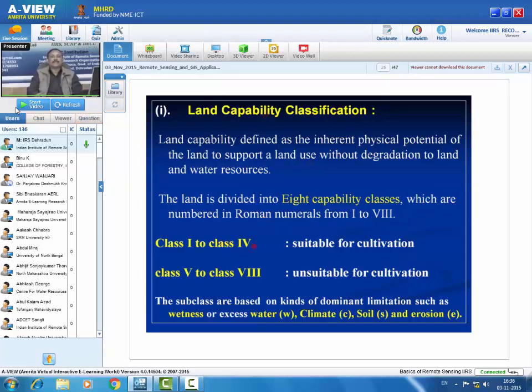There are 8 land capability classes. Class 1 to 4 we call suitable. If your land comes in class 1 to class 4, then the land is suitable for cultivation. If it comes in class 5 to class 8, then it is unsuitable for cultivation. What are the reasons by which they are unsuitable for cultivation? That is decided by the factors. Maybe because of wetness or excess water, maybe because of climate, maybe because of soil or erosion. So these are known as subclasses. Basically there are 8 land capability classes.